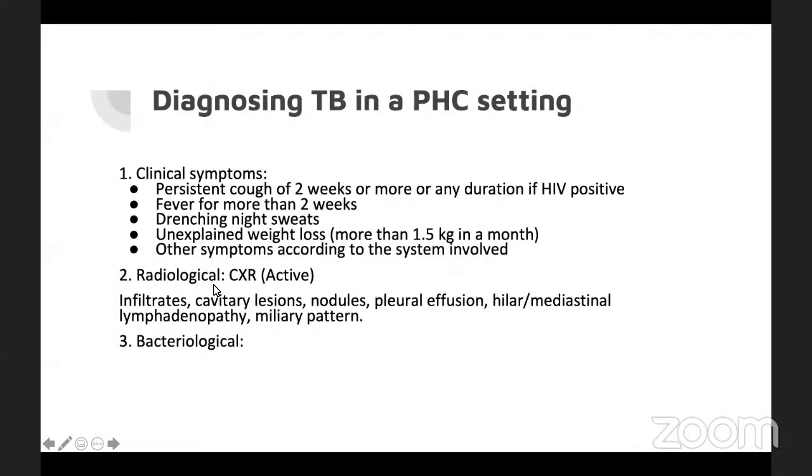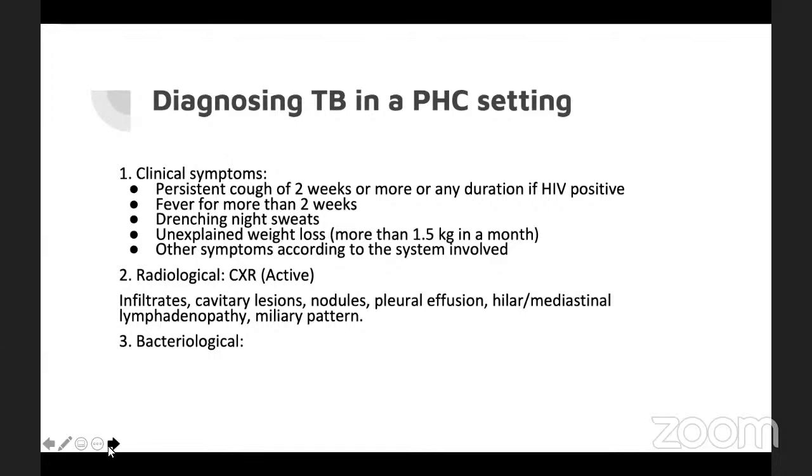Okay, I'm going to jump straight into it. So how do we diagnose TB? I think we should all know this by now. So it can be diagnosed on clinical symptoms, radiologically, or the most definitive, obviously, is by bacteriological methods. So clinical symptoms of pulmonary TB is the persistent cough for 2 weeks or more, or any duration in HIV positive patients, and then the constitutional symptoms, a fever for 2 weeks, drenching night sweats, unexplained weight loss, and then other symptoms according to what system is involved for extrapulmonary TB.